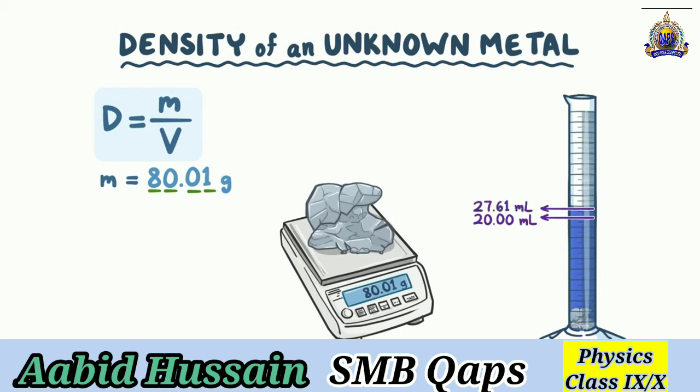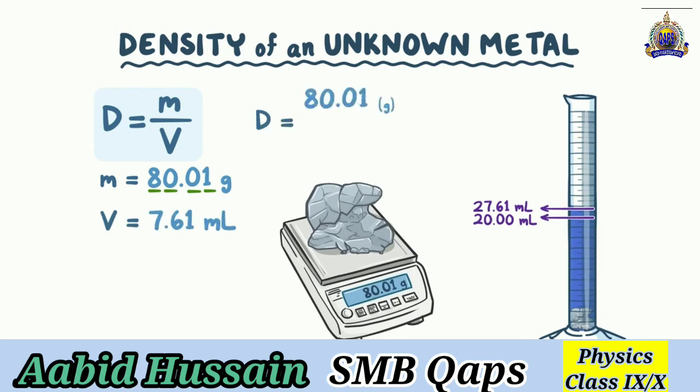After that we have the value 27.61 ml. Now the first work we will do here is subtract these values. After subtracting 20.00 ml from 27.61 ml, we will get a value. That value will be 7.61 ml. Now here we have the value of mass and the value of volume, so we can easily calculate the density of that substance.